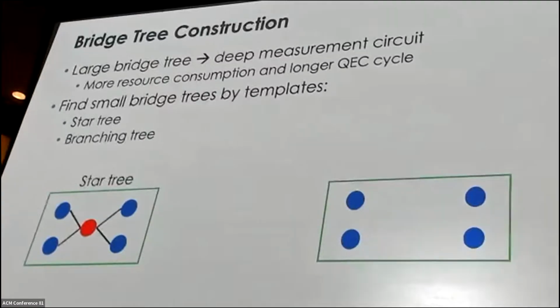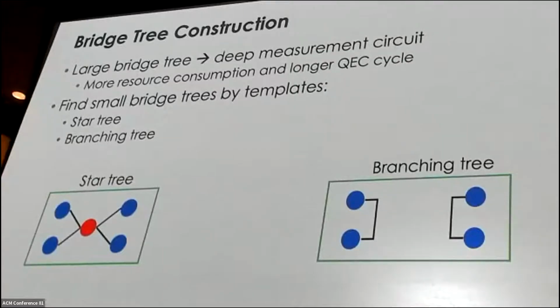Another type of bridge tree is the branch tree. In the branch tree, we first connect each two data qubits. Then this will give us two branches, that is, two independent trees. Then we connect those two branches with one path. Okay, now we get the finalized bridge tree.